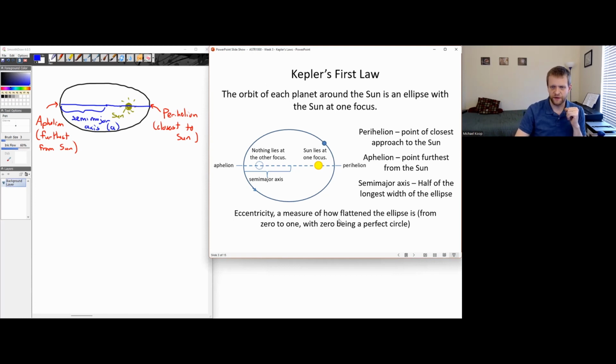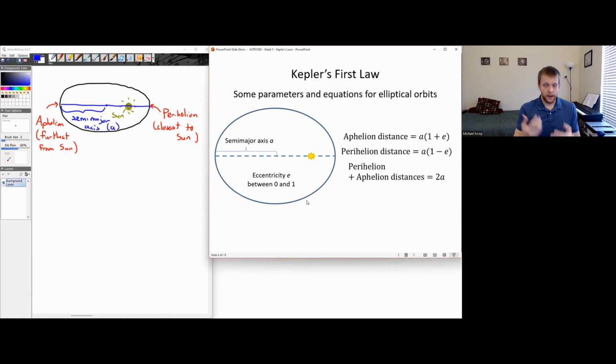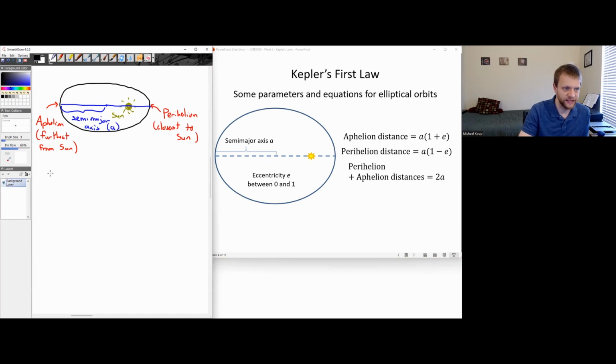So again, eccentricity is a measure of how flattened the ellipse is from 0 to 1, with 0 being a perfect circle. There are a couple of equations we can use to talk about the semi-major axis, which we denote as a lowercase a, the eccentricity, which we denote as a lowercase e, and the aphelion and perihelion distances. I'm going to write out a couple of these equations so we can use them later on. So the aphelion distance is equal to your semi-major axis times 1 plus the eccentricity.